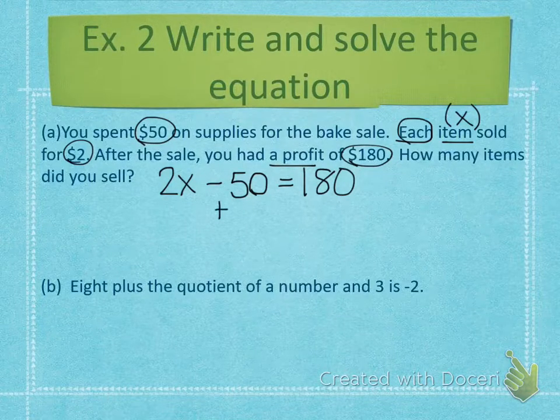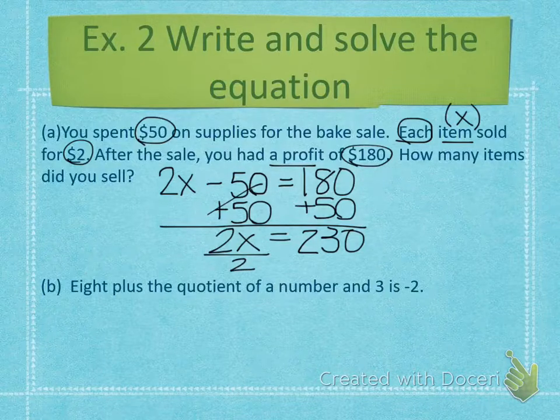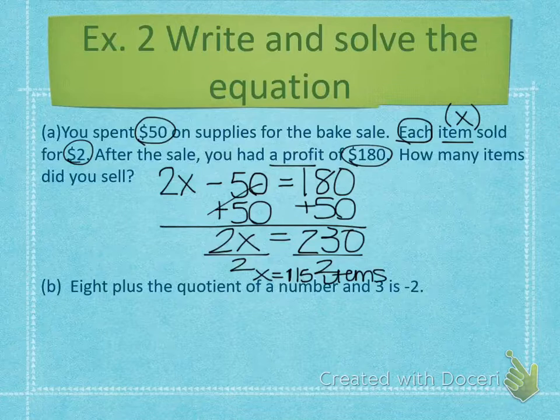What do we do first? We add 50 to both sides. So 2x equals 230. And how do we finish this problem? Divide both sides by 2. So x equals 115 what? Items. Don't forget it is a word problem. So 115 items. All right? Last thing.